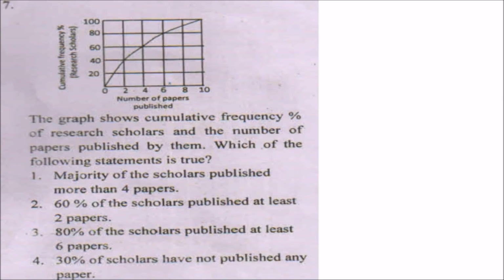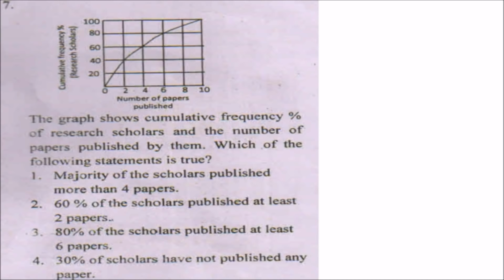The next question: a graph shows cumulative frequencies of research scholars and the number of papers published by them. Which of the following statements is true? The first statement: majority of the population published more than 4 papers. If we say more than 4 papers is 60%, then the rest is only 40%. So it's not the majority, and the statement is wrong.